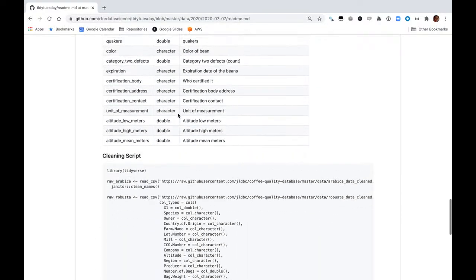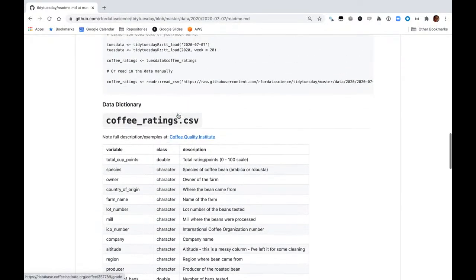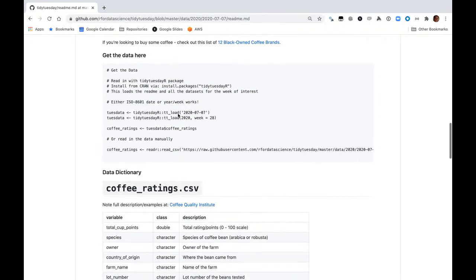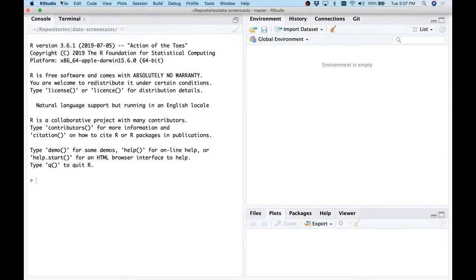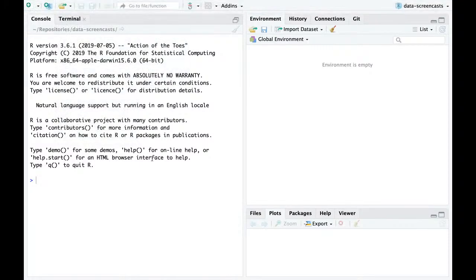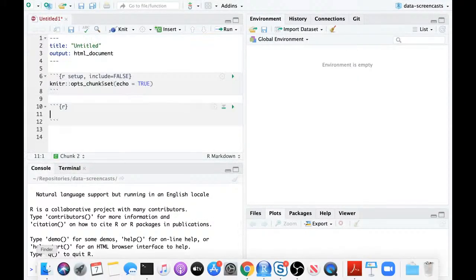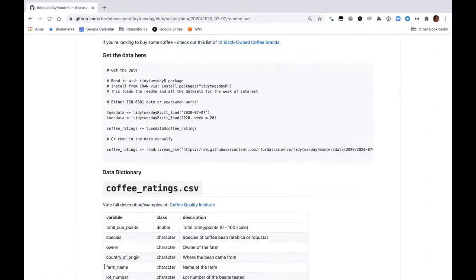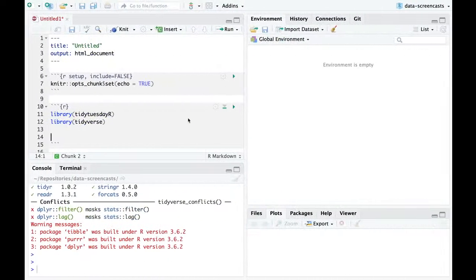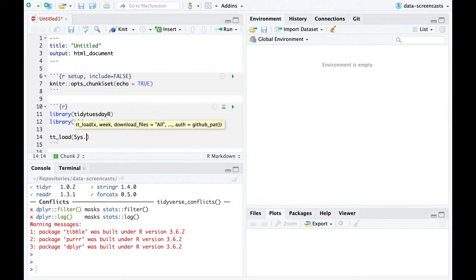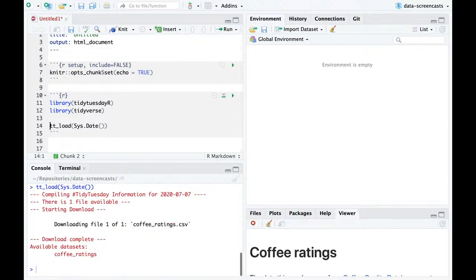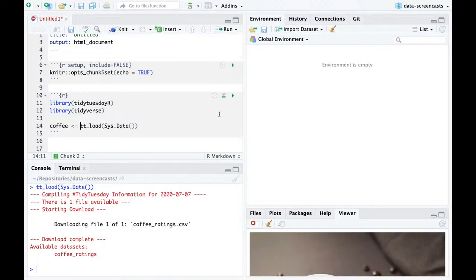So I think there are things I can learn that are somewhat interesting from this coffee data set. Oh wow, quite a few columns in terms of coffee ratings. All right, let's go into RStudio and create a new RMD. I always start with library tidyverse. Let's load up the Tidy Tuesday data set, so it's tt_load. Can I just give it today's date and have it load? Yes, it can. That works because today happens to be the release date, but it's not reproducible, so I will instead say July 7th.